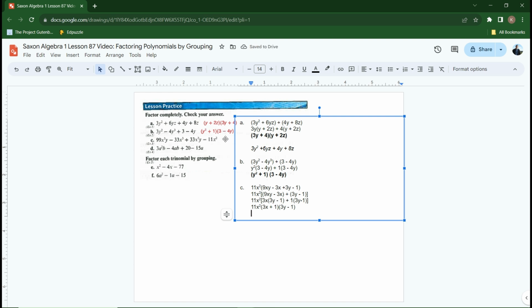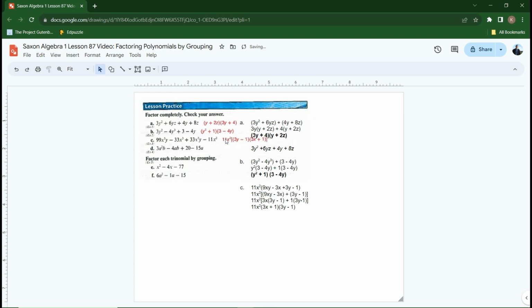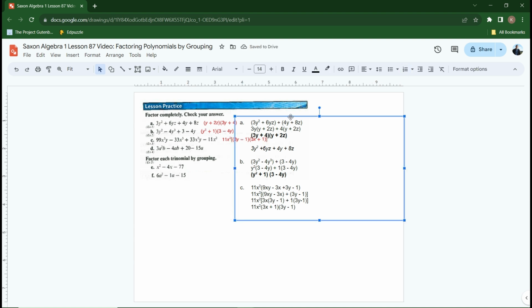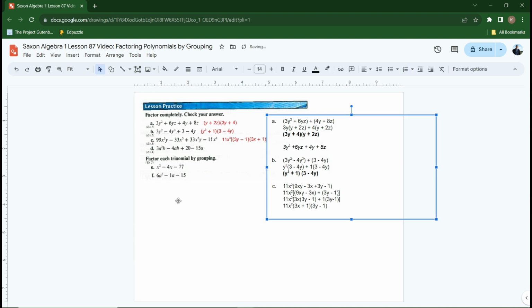Okay, let's just double check our answer here. That one goes all the way over there. Let me just slide this over so we're out of the way. There we are. All right, letter D. This one's going to involve something that you need to watch out for. So here we have 3a squared b minus 4ab plus 20 minus 15a. I'm going to group the first two terms together and the last two terms together, just like we've done before.